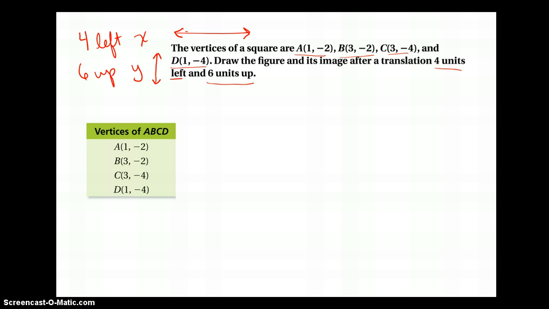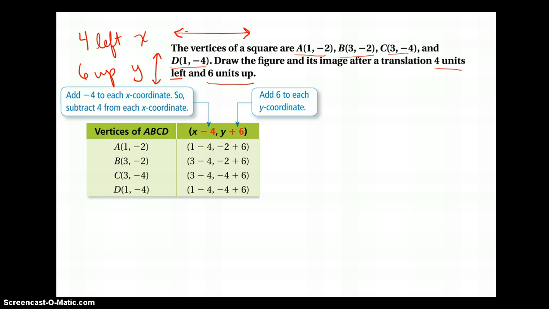So we're going to put them in a list. There are our vertices, our angle, where our points are. It told us we're going to move left. And if we're moving from a point going left, we are going into negative territory. So that's why they have chosen to subtract 4. If we're going up on the y-axis, that means we're adding. So we're going to be adding 6 to each.